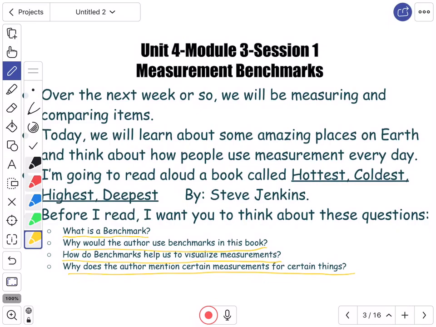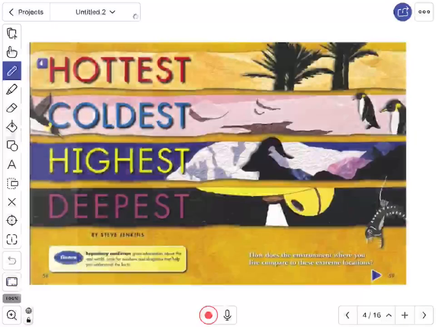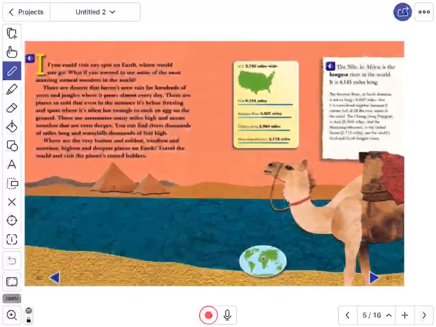Now, when we think about benchmarks, first of all, it's not Benchmark, the curriculum that we have for reading. This is a different kind of benchmark, of course, because we're talking about math right now. So think about benchmark when you think about math for a minute, okay? Why would the author use benchmarks in this particular book? And how do benchmarks help us to visualize measurements? And we actually also use benchmarks when it comes to science. So just keep those questions in mind, okay? So now I'm going to read to you Hottest, Coldest, Highest, Deepest by Steve Jenkins.